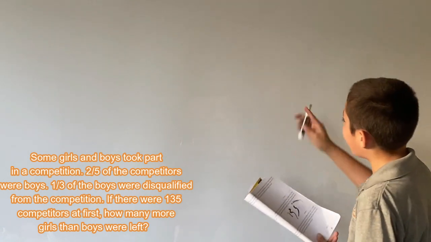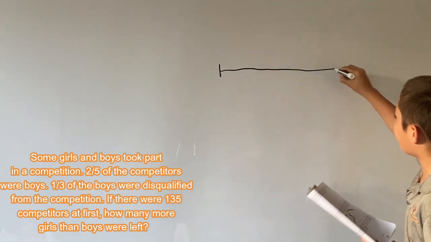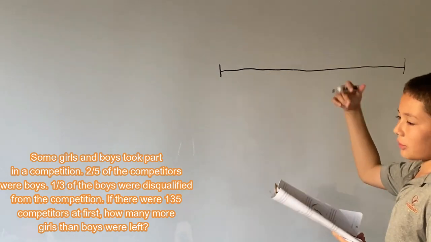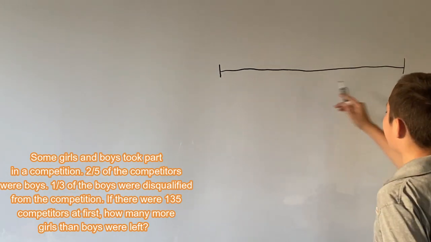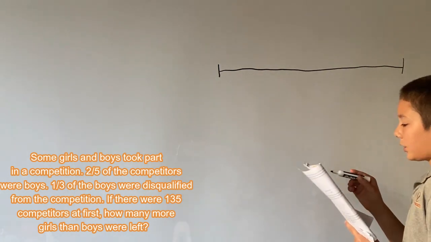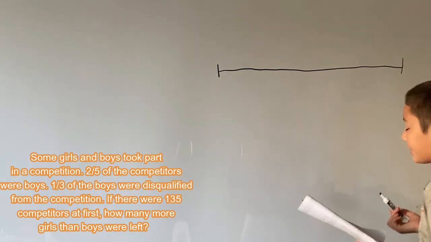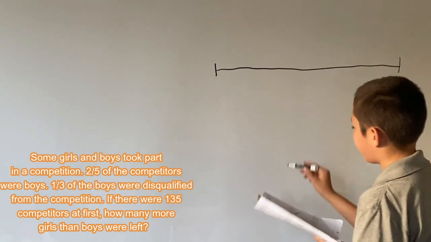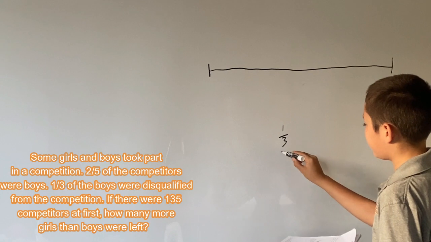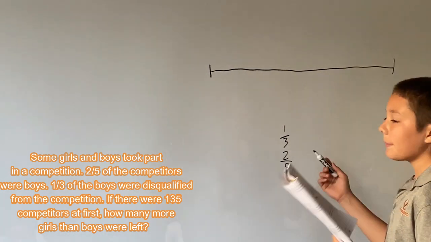Let's begin by drawing a line segment to represent the total amount of people that took part in the competition. It's a natural response to think that we should split this into fifths, because it says 2/5 right here. But then later on it says that 1/3 of the boys were disqualified from the competition. This makes things complicated because there's 1/3 and there's also 2/5 and they have different denominators. So let's make it so they both have the same denominator.